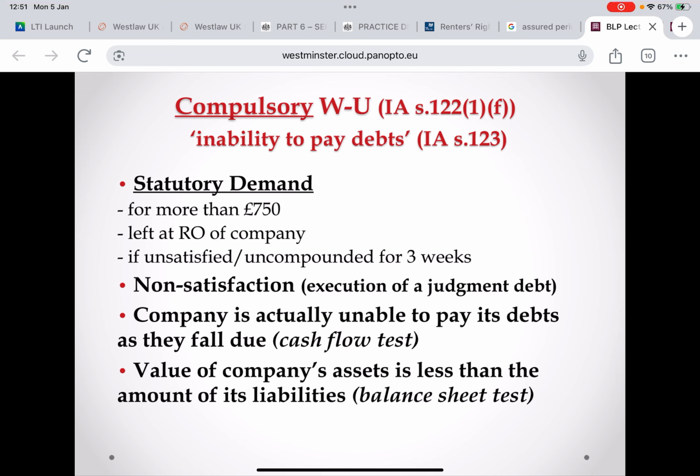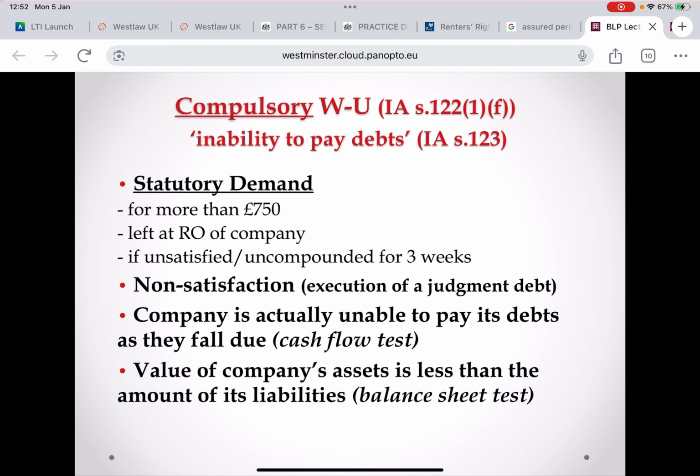Serving a statutory demand. Now, this is a document in the prescribed form, and it must be for a debt exceeding £750. And this document in the prescribed form must be served at the company's registered office. And if it has not been satisfied, or a satisfactory arrangement made for payment of the debt within the next 21 days, starting with the day after the date of service of the statutory demand, then you have your evidence of inability to pay debts.